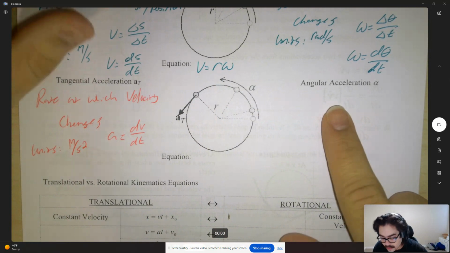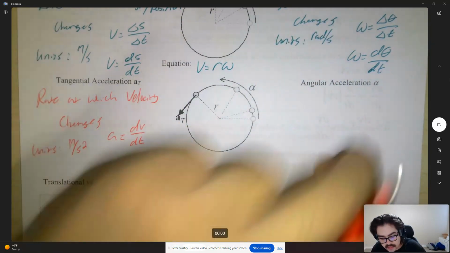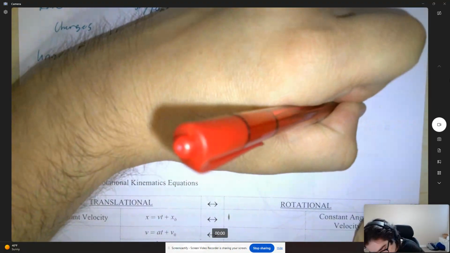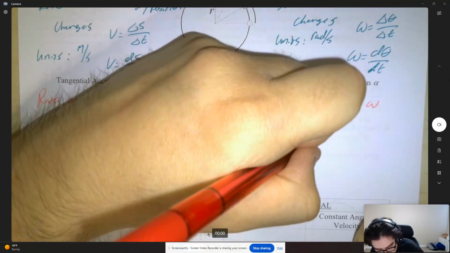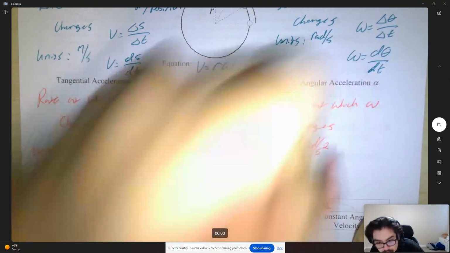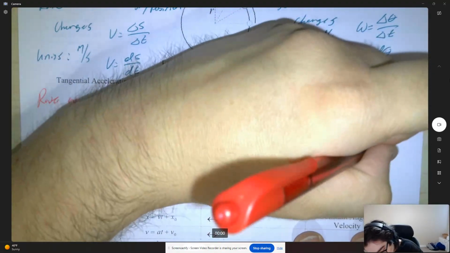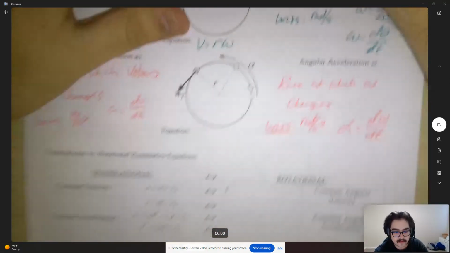Angular acceleration is very similar. This is the rate at which angular velocity changes, so the rate at which omega changes. The units for this, very similar, are going to be rad per second squared. Just like before, alpha is equal to the change in omega over the change in time, or the derivative of omega with respect to time.